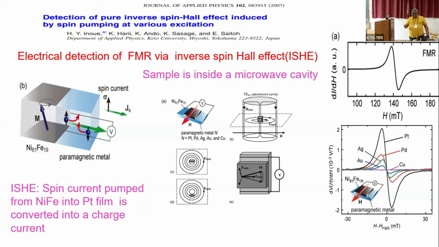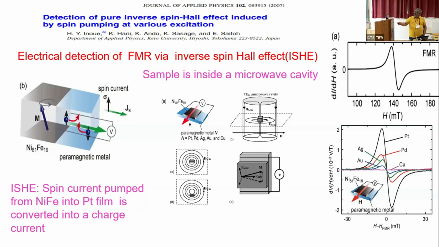So what they do is that they pass a high frequency current through this material. They put this material inside the microwave cavity and then subject it to the RF magnetic field. The charge current in a paramagnetic metal like platinum induces a spin current which flows through to this permalloy and makes the magnetization precess. Then it is detected as a voltage at the end in the setup. So basically, this is the FMR.